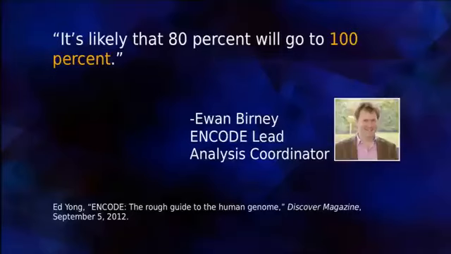The lead analysis coordinator for ENCODE said it's likely that 80% will go to 100%. Okay, 100% of our DNA is doing something. It's not junk. We've got to come up with a new term for this. I am so tired of calling it junk DNA and putting it in quotes because it's not truly junk. This is designed, right? This is not the result of disorder.